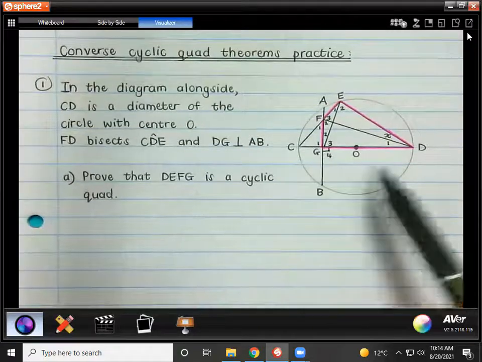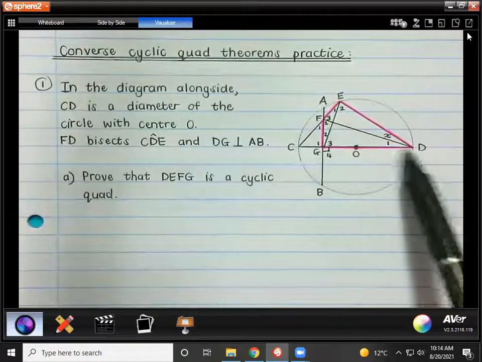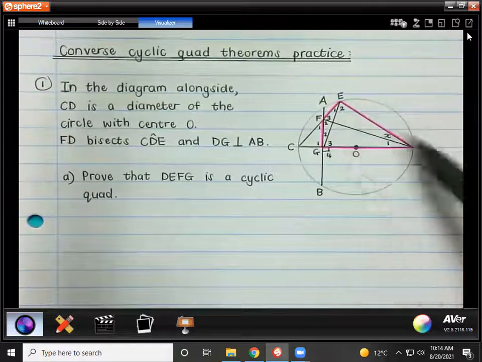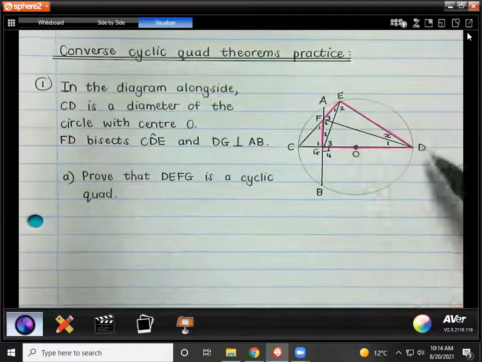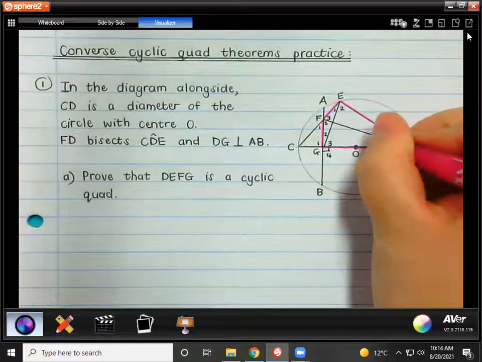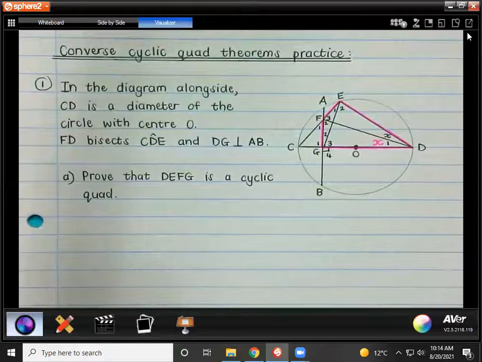Everything that's listed here, is it filled in on the picture? If D bisects CDE, all right, so this line actually cuts this angle in half, meaning that this one must actually also be X. Right? Does that make sense? If the line is cutting that whole angle in half, then the two parts must obviously be equal. Okay, so that's listed there.